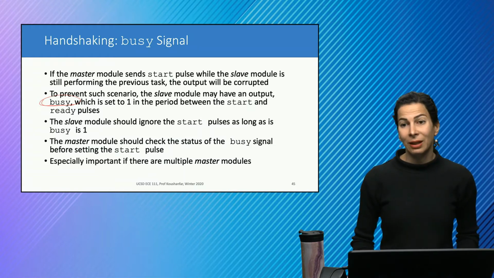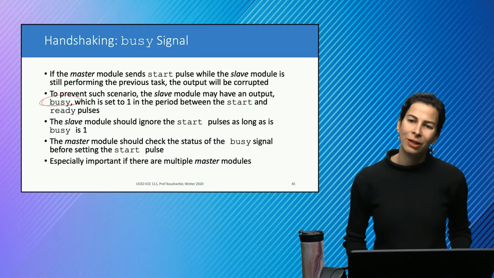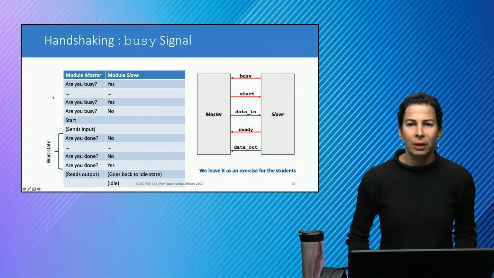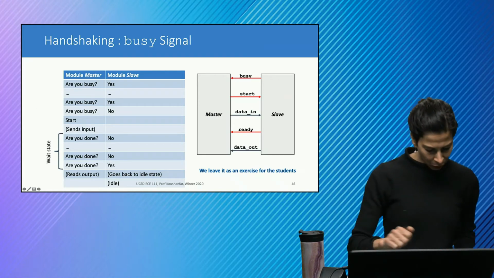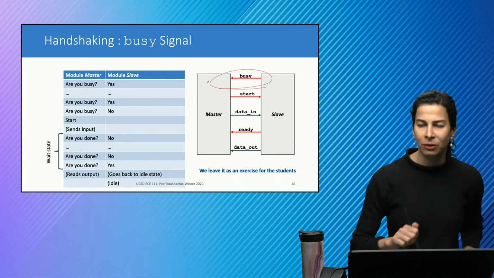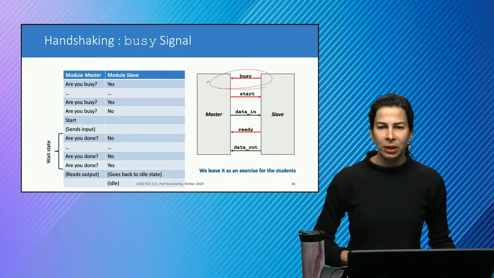And this is of course especially important if we have more than one master module. So here again the same handshaking scenario, but we have one busy signal added to the handshaking scenario.